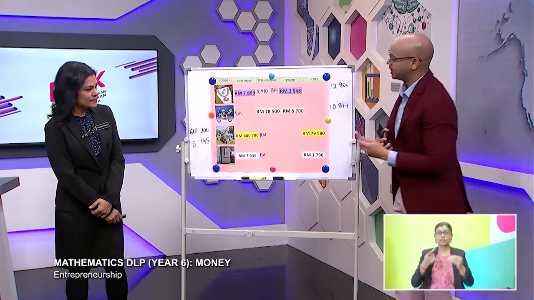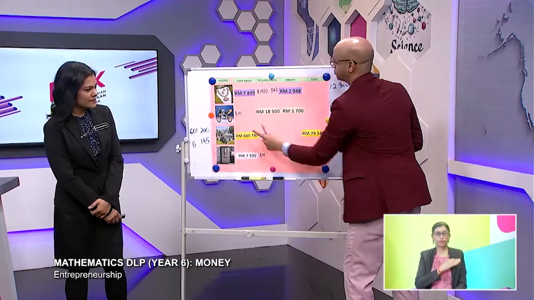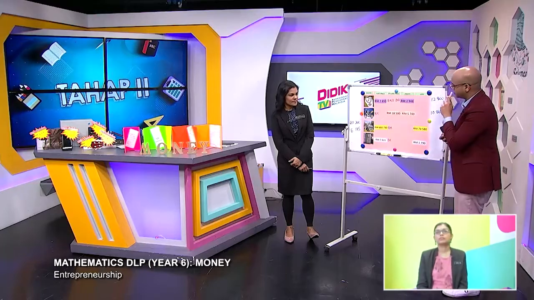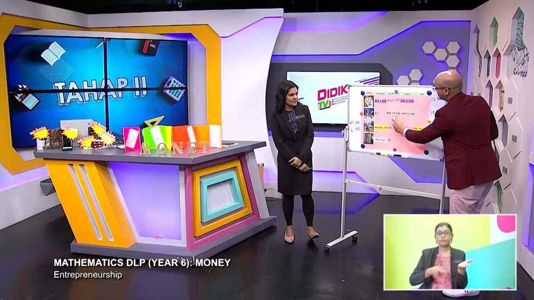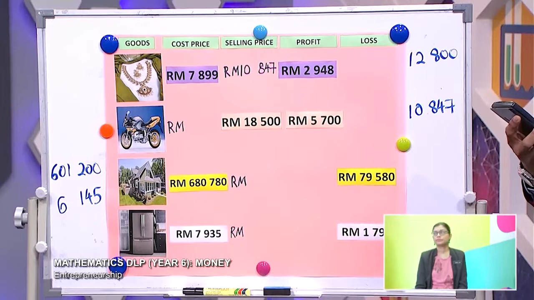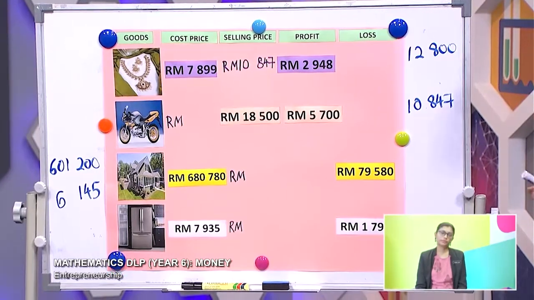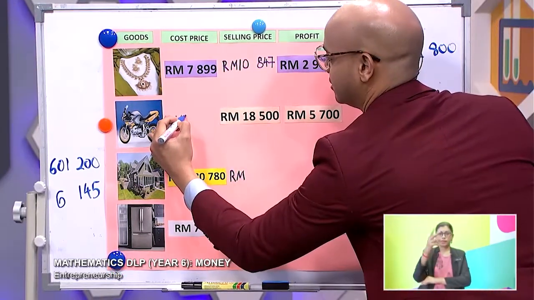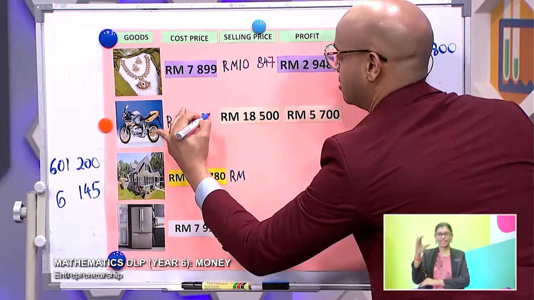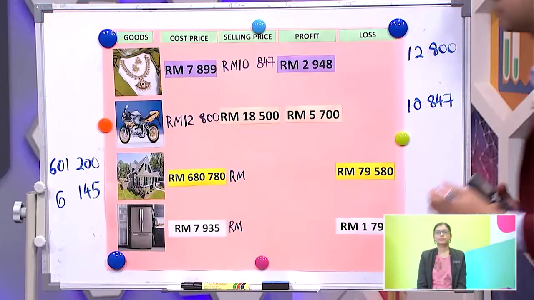Alright, so the next one I have to find the cost price of the motorcycle, given the selling price and also the profit. So cost price is equivalent to selling price minus profit. That's the correct formula. And the price is 12,800. Yes, you're right because the cost price is lesser than the selling price. Then only you can obtain a profit.